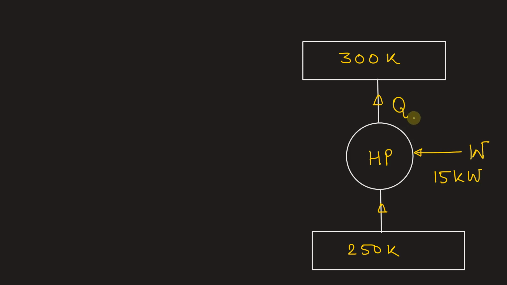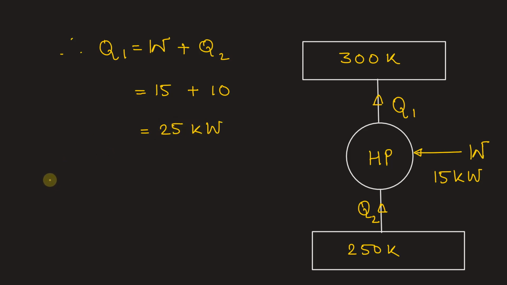Let's say this heat is Q1, which is the heat rejected from this heat pump. Therefore, Q1 will be equal to the work absorbed by this heat pump plus the heat it is absorbing from the cold body. Let's say that is Q2. So this will be equal to 15 kilowatt plus Q2, which in the problem is 10 kilowatt. So this will be equal to 25 kilowatt.